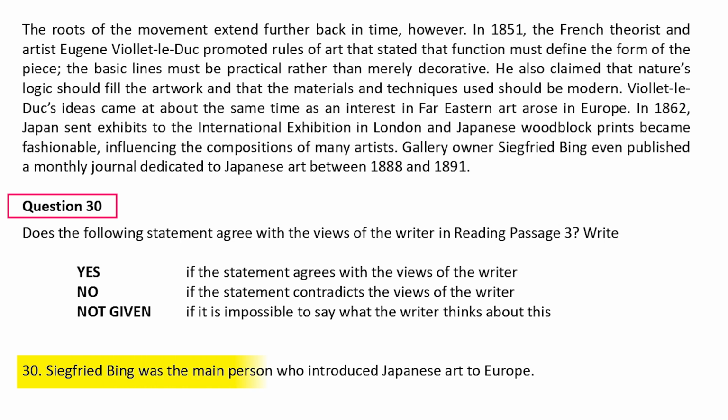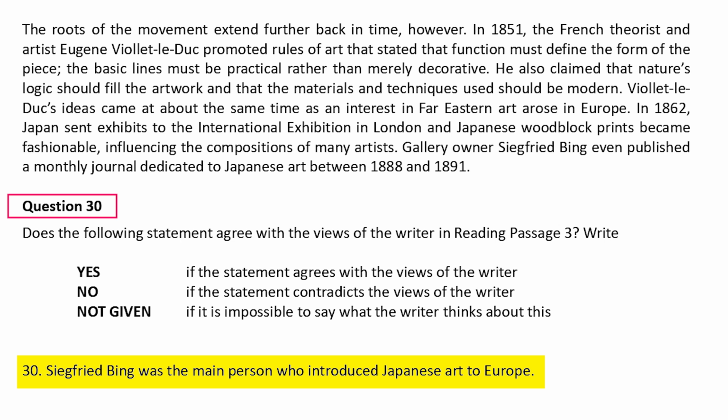Siegfried Bing was the main person who introduced Japanese art to Europe. This sounds like a big claim, saying that one person was mainly responsible for introducing Japanese art to an entire continent. So let's look at what the passage actually says.